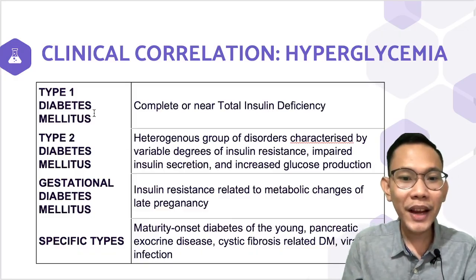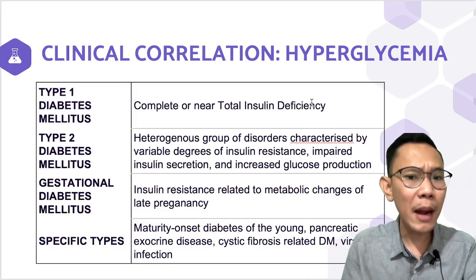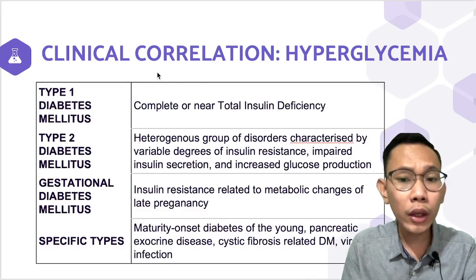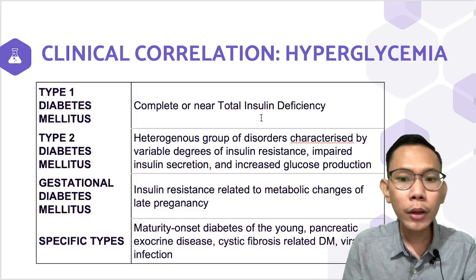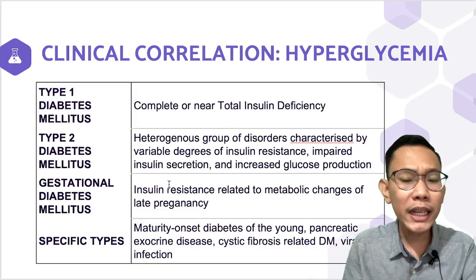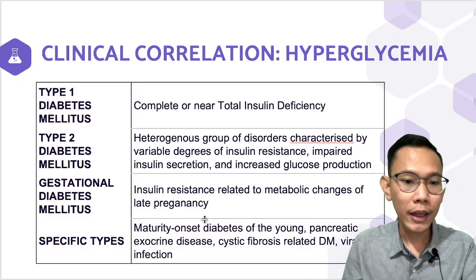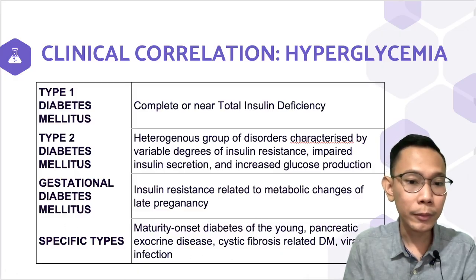So again, let's classify. Type 1 diabetes, it could be a complete or near total insulin deficiency. Kasi nga, sinisira ang beta cell. It could be merong total loss of our insulin or near total loss. Type 2, because of a lot of variables leading to insulin resistance. And for GDM, insulin resistance related naman sa pregnancy. And the different specific types, these are the different problems that we encountered a while ago.